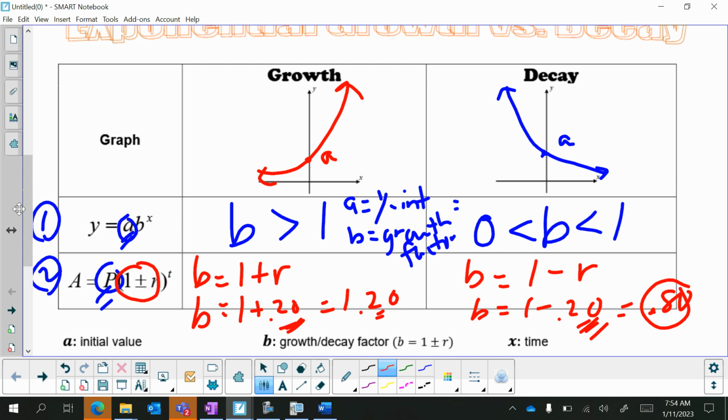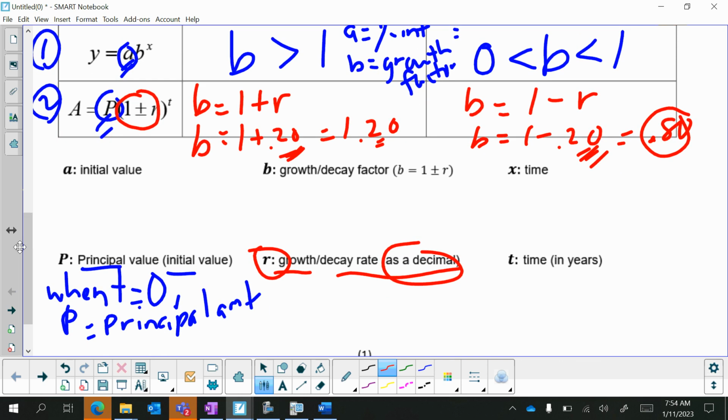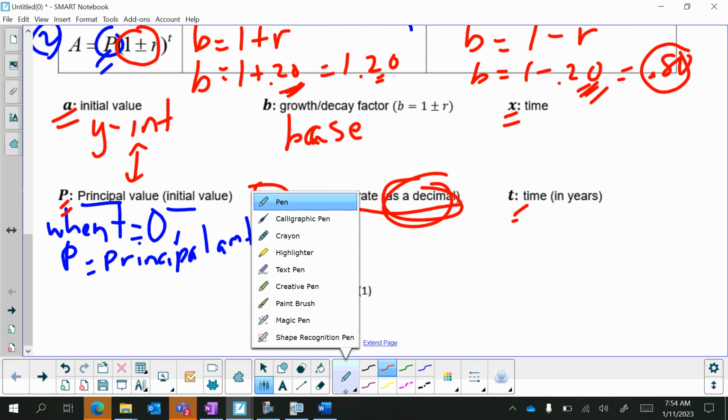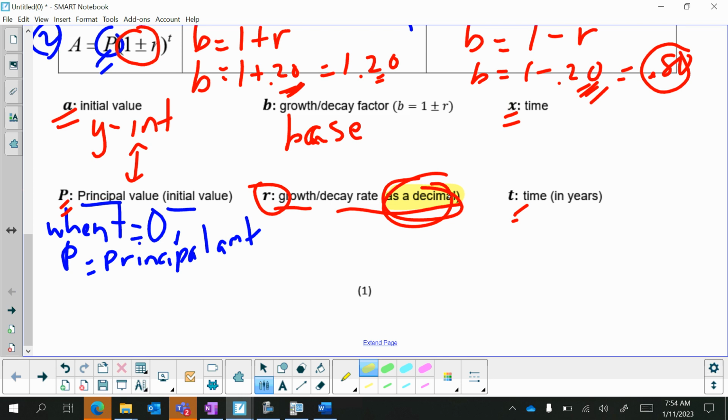So let's look down below at all this notation. All right, so A is the same as P. That's the initial value or the y-intercept. These two are the same. They just have different notations depending on if it's money, then you use P. B is the growth or decay factor, and that's also the base of the exponential function, what's being raised to the exponent of t. And then x is the time or t is the time, depending on if we're using x or t. And then R is the rate. And just remember, it has to be a decimal, okay? So if it's in a percent form, we're going to make it a decimal.